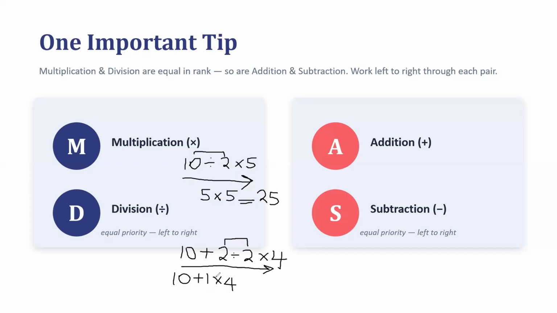And then what's the next thing we would do? The next thing we would do is multiply this. Remember our PEMDAS. And that means we'll have 10 plus 4, and this should give us 14.